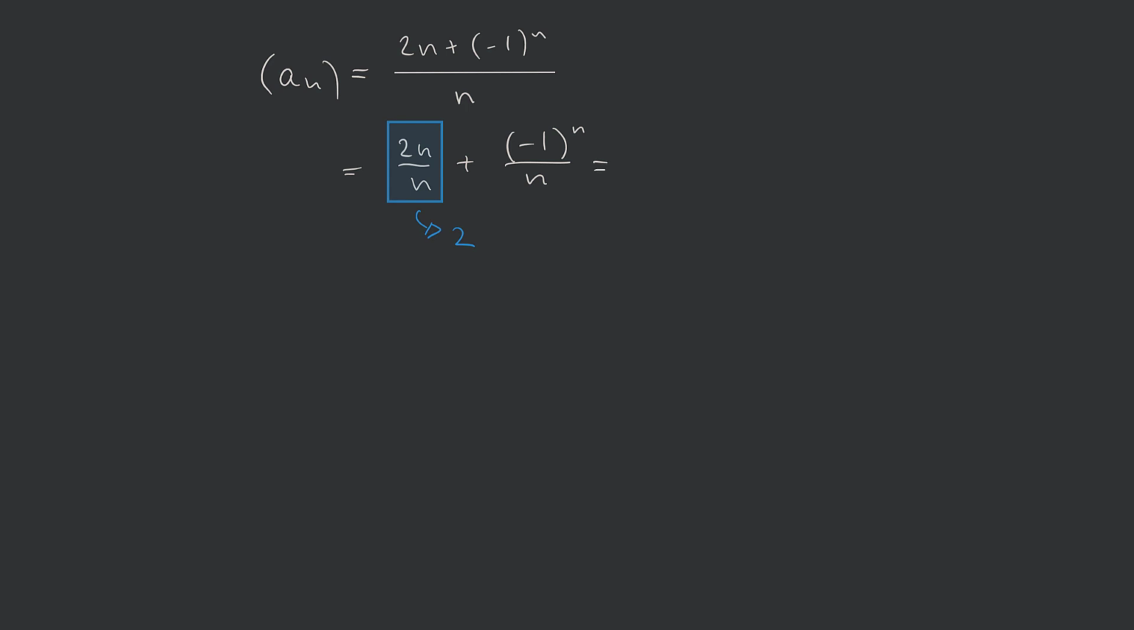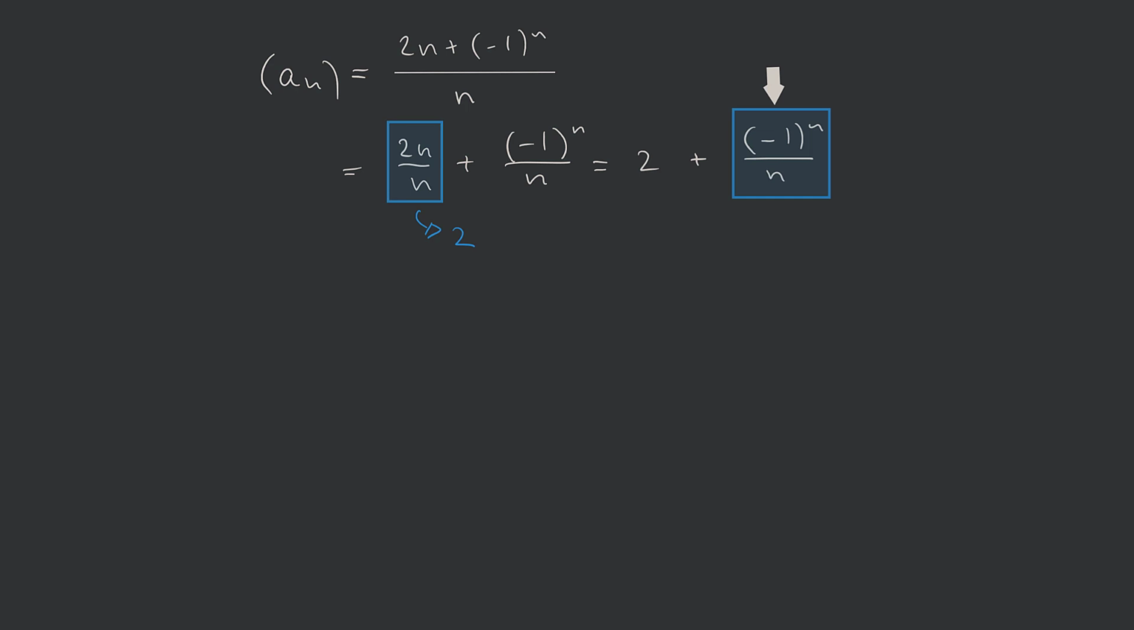Next, we look at the sequence a_n equals (2n plus (minus 1) to the power of n) divided by n. This one is comparably simple because we can split up the fraction to 2n over n plus (minus 1) to the power of n over n. And of course, the first summand just reduces to 2, which gives us 2 plus (minus 1) to the power of n over n. Now the only component in this formula which contains n is this one.